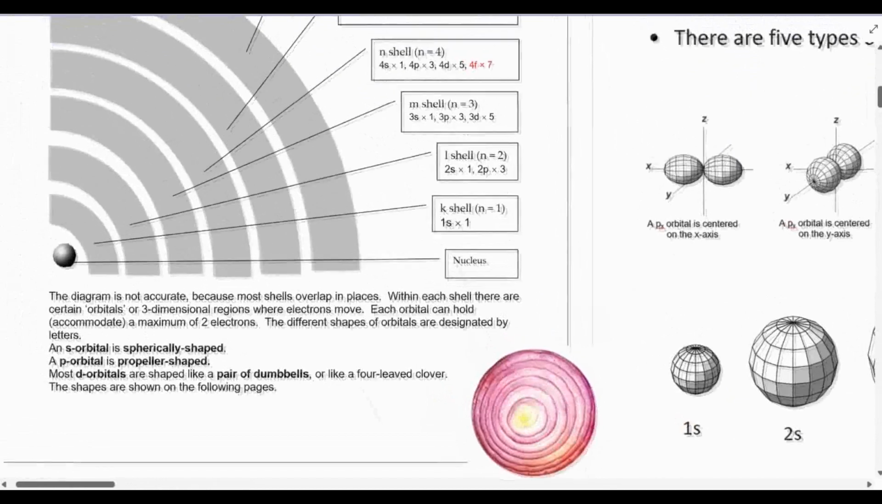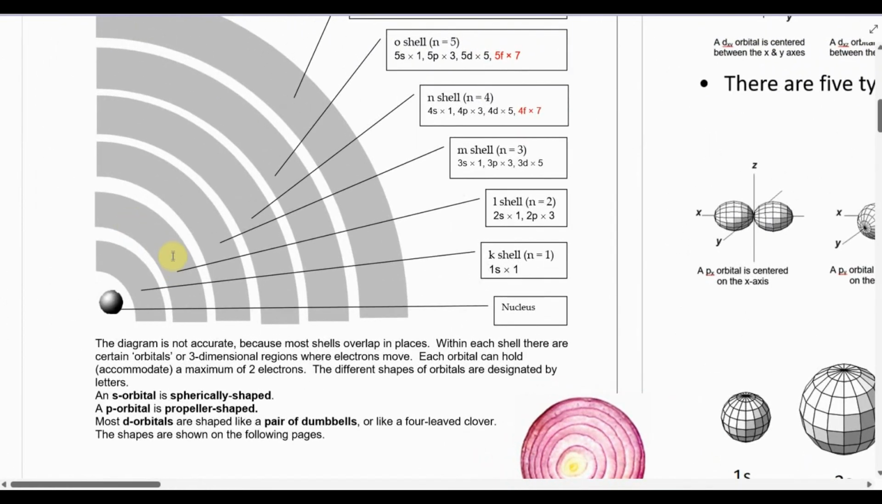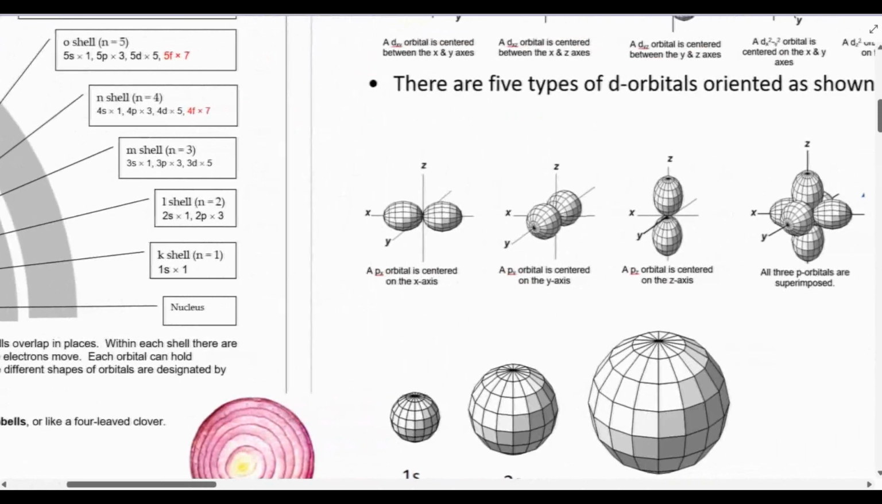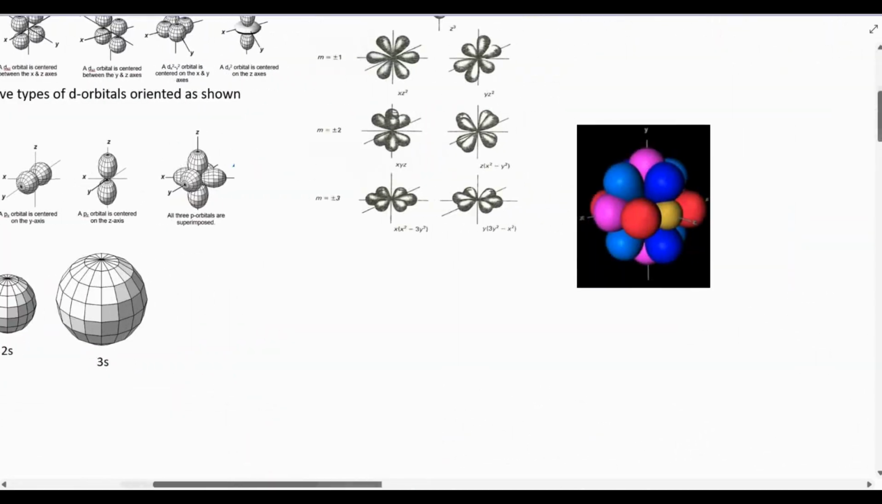So the model we've been using, these concentric layers of rings, onion layers around a center, is not great. It worked, but it has limitations. It turns out that some of these orbitals from one shell overlap into other shells. And a better image of these orbitals would look something like this.